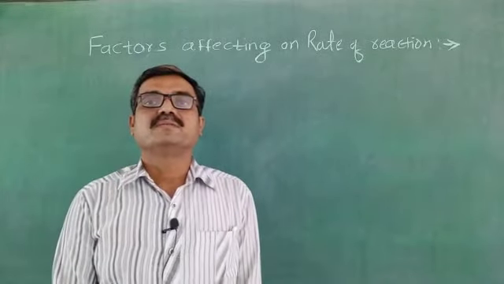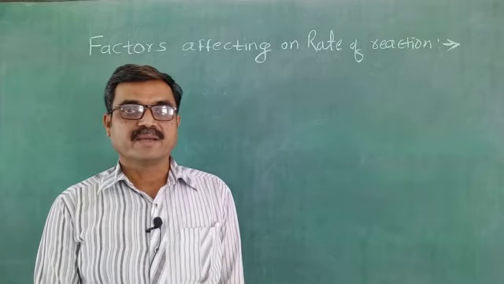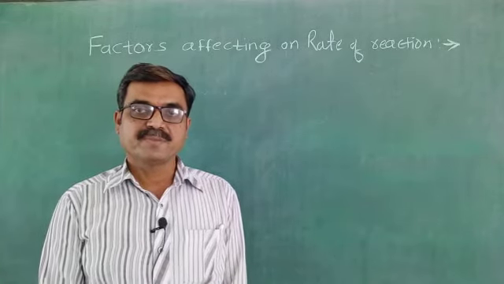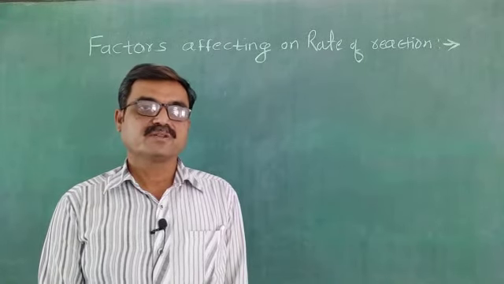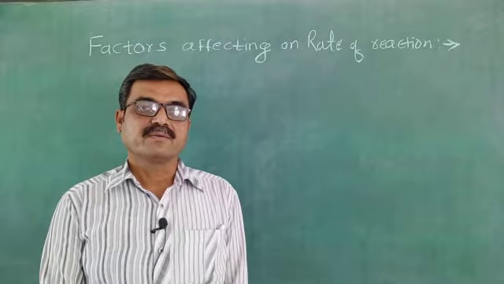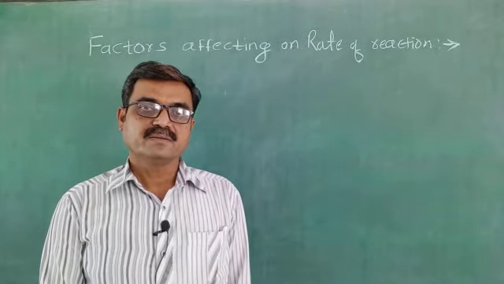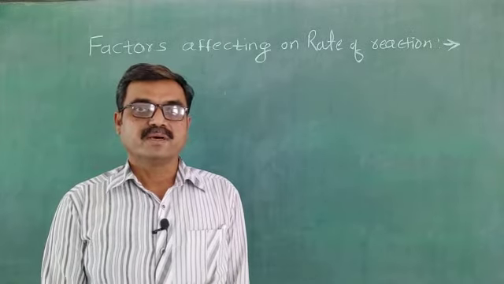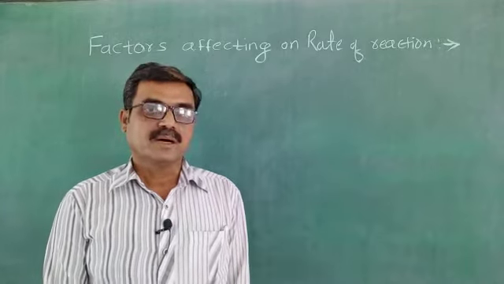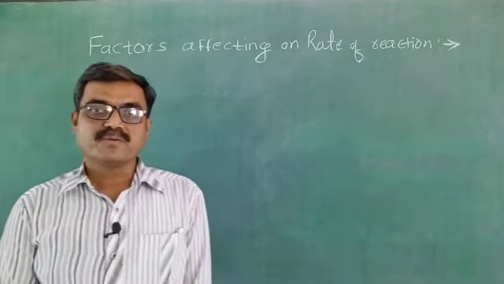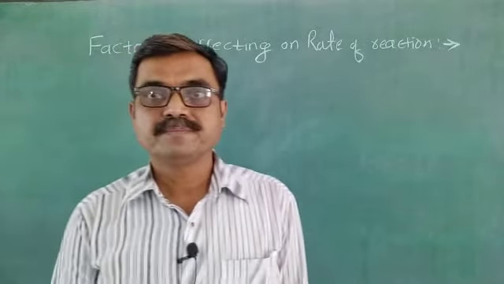Now welcome students. This is our second lecture on chemical kinetics. In the previous period we studied the rate of reaction, that is the velocity of reaction, second, the rate constant of the reaction, and third, the unit of the rate constant of the reaction. Now after this, today we have to see the factors affecting the rate of reaction.